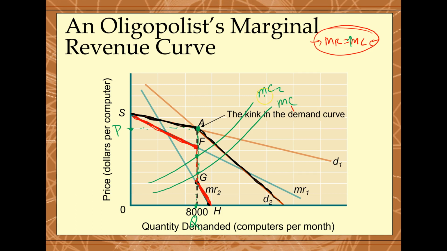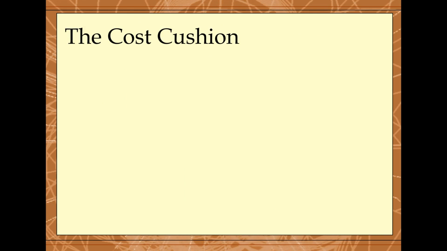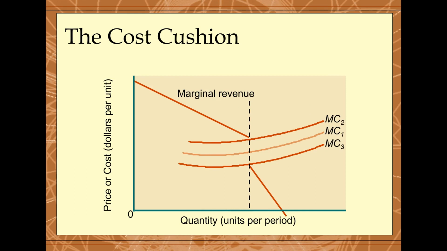Modest changes in costs don't always lead to a change in P or Q, as opposed to perfect competition and monopoly, where any change in costs led to a change in P and Q. And economists call this the cost cushion. So again, the cost cushion means when costs go up, as long as they go up within this gap, firms will not raise price to try to cover those costs.